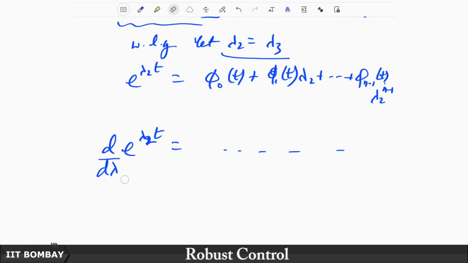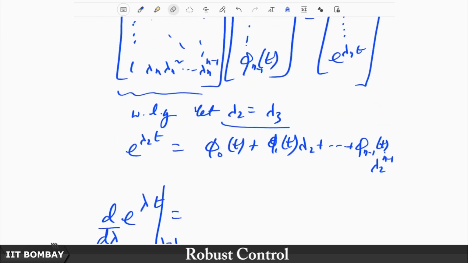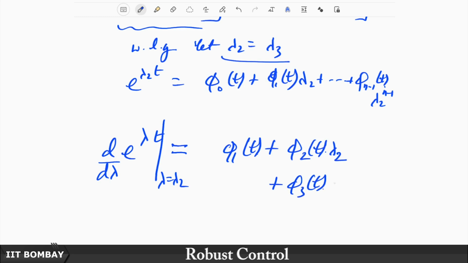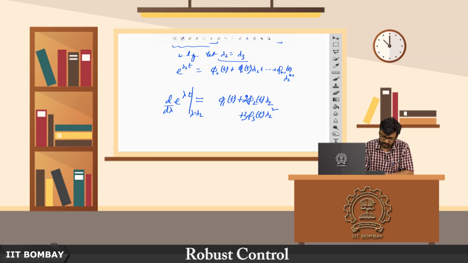This is a little abuse of notation. So, I should probably say e to the lambda t at lambda equal to lambda 2, and on the right hand side I do the same thing. When I do the same thing on the right hand side, of course phi naught vanishes, but I will still have phi 1 t plus phi 2 t lambda 2, plus, if you take the derivative, 3 phi 3 t lambda 2 squared. So, you will have phi 1 t, phi 2 t, and so on.